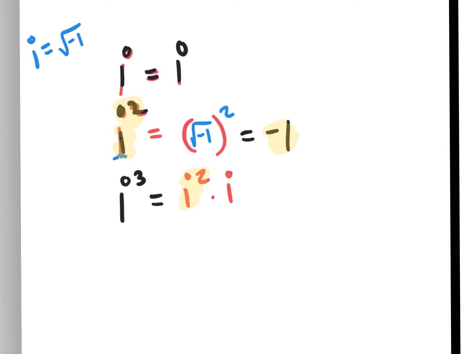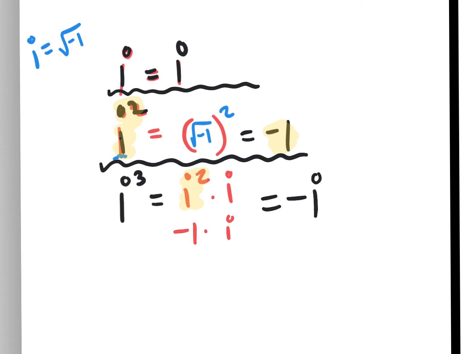So this i squared right here is really equal to what? Negative 1. So what I really have here is negative 1 times i, and negative 1 times i is negative 1i, or just negative i. Okay, so i equals i, i squared equals negative 1, i to the third equals negative i.